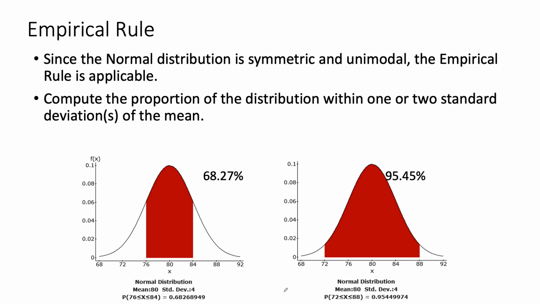I did the same thing over here, only I went 2 standard deviations on either side. So I took 80 minus 2 times 4, which is 72, and 80 plus 2 times 4 to get 88. And I plugged those numbers into my StatCrunch calculator to find that 95.45% of the data lies within 2 standard deviations of the mean. So our approximate numbers from the empirical rule are really close to the actual numbers.